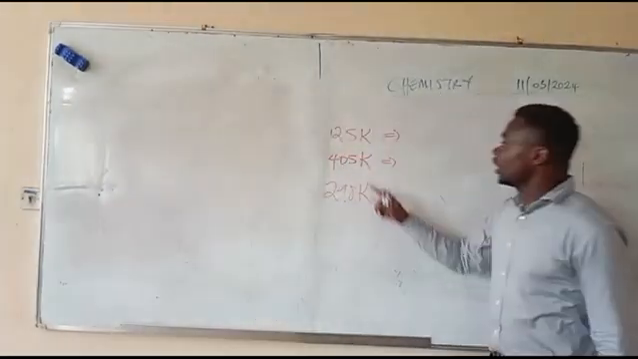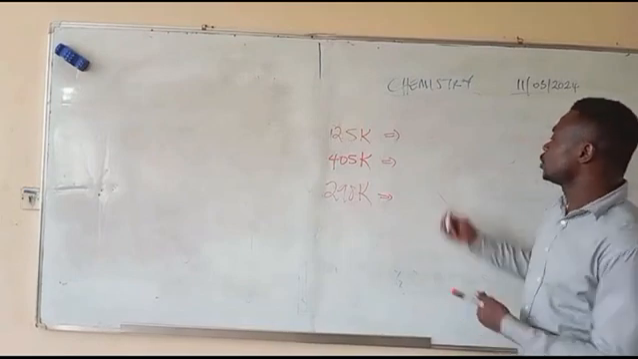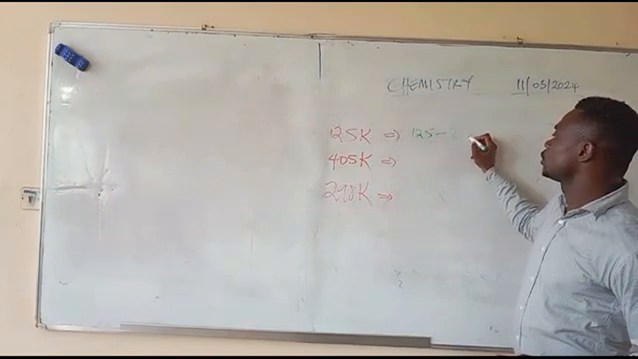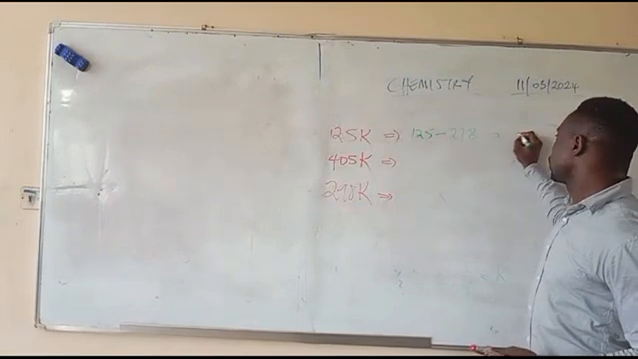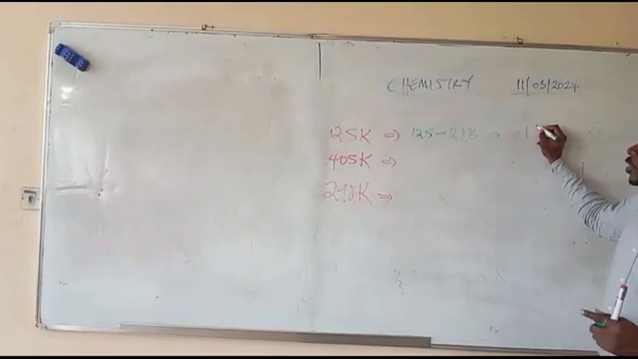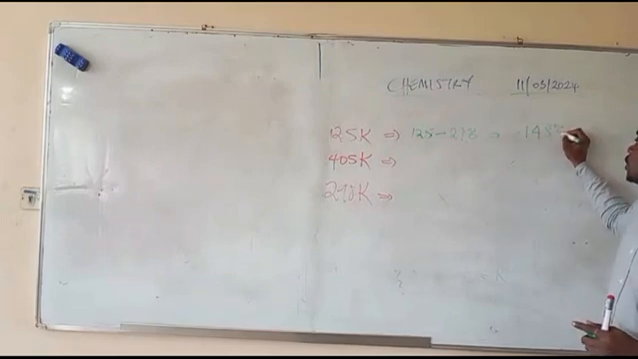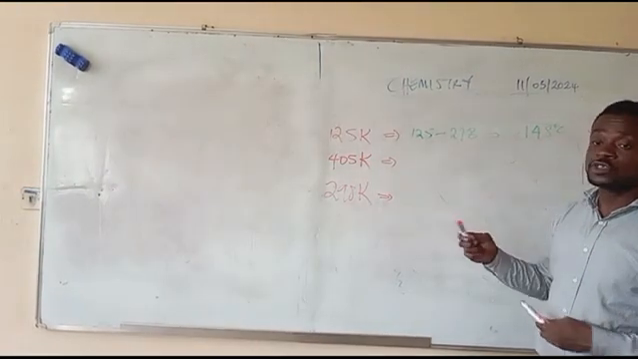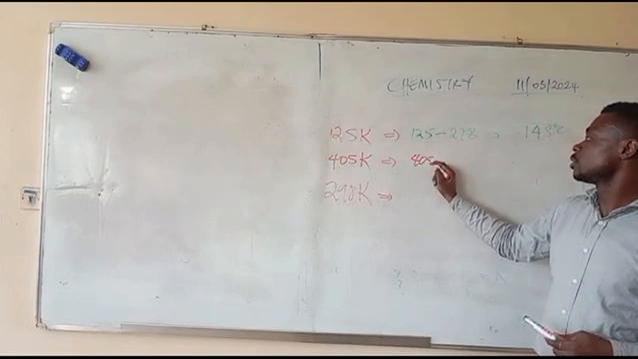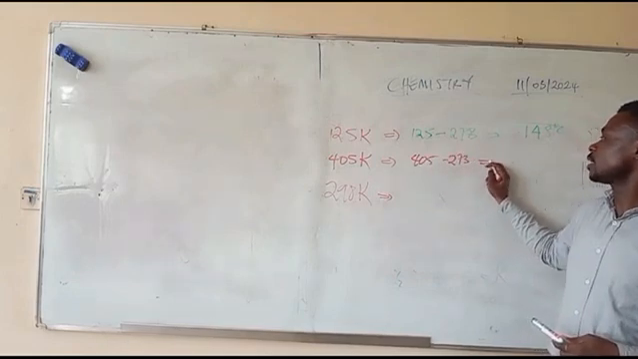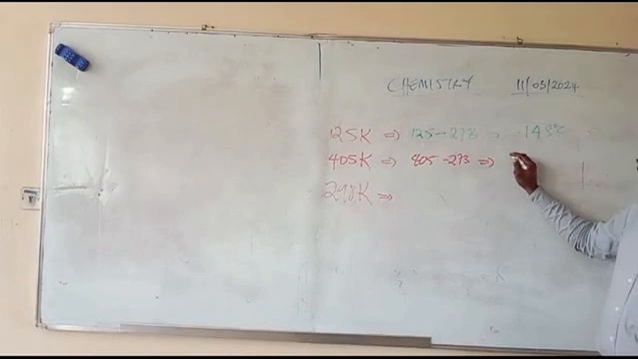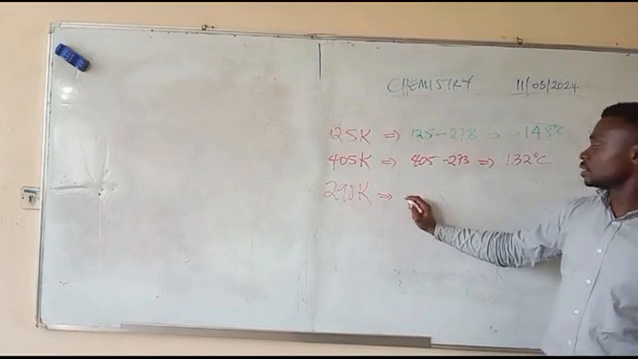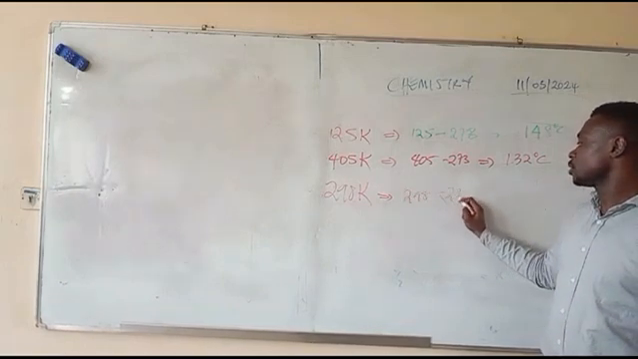All right. Okay, 125, simply do what? 125 minus what? So what's the answer? 148 degrees Celsius. This one is what? Simply do 405 minus 273. What's the answer? 132 degrees Celsius. What of this one? 298, simply do 298 minus 273. What's the answer?